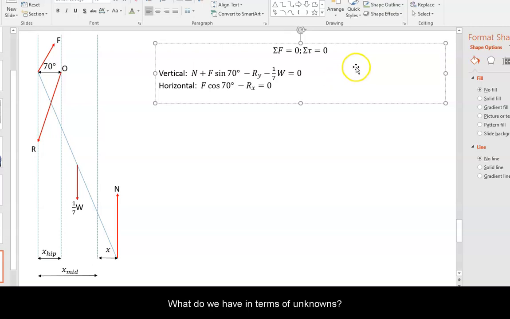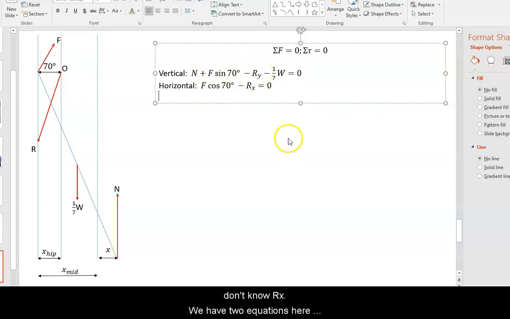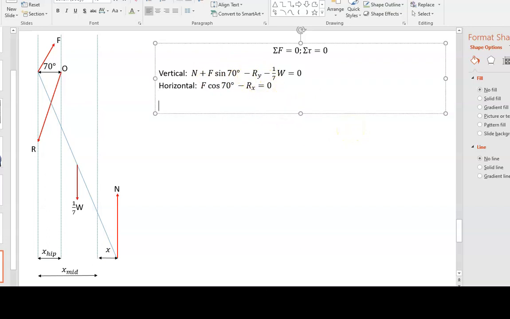What do we have in terms of unknowns? Well, we know N as a function of W. We don't know F, and we don't know Ry, and we don't know Rx. So we have two equations here and three unknowns. So that's not going to do us. So how do we get out of this? We turn to the torques.